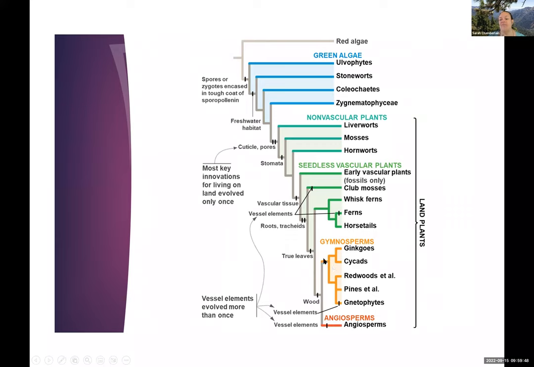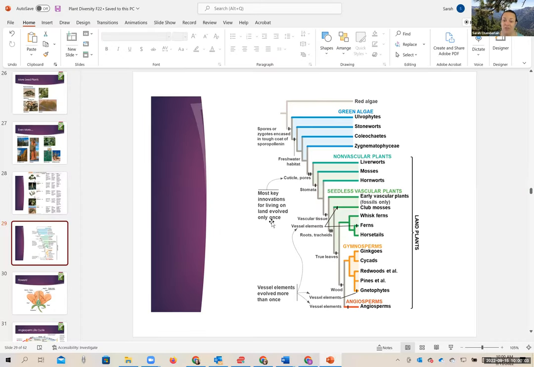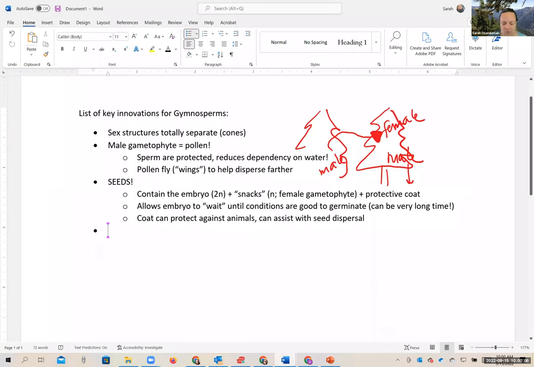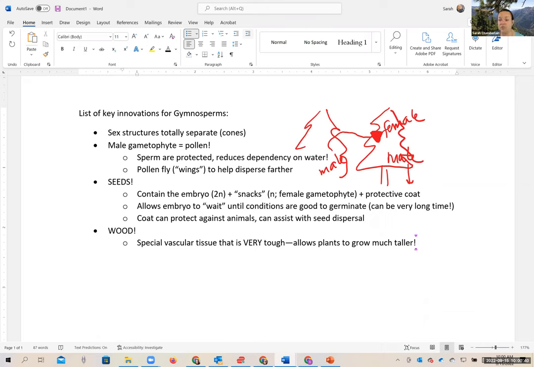Okay. So that is thanks to the evolution of wood. Before gymnosperms, nobody had wood. So that is also a really big thing that we haven't talked about yet. So let's add that, right? Wood. Essentially what wood is, and we will talk more about this as we go forward, is special vascular tissue that is very tough, right? And so it allows the plants to grow much taller. So wood is a real big deal too.